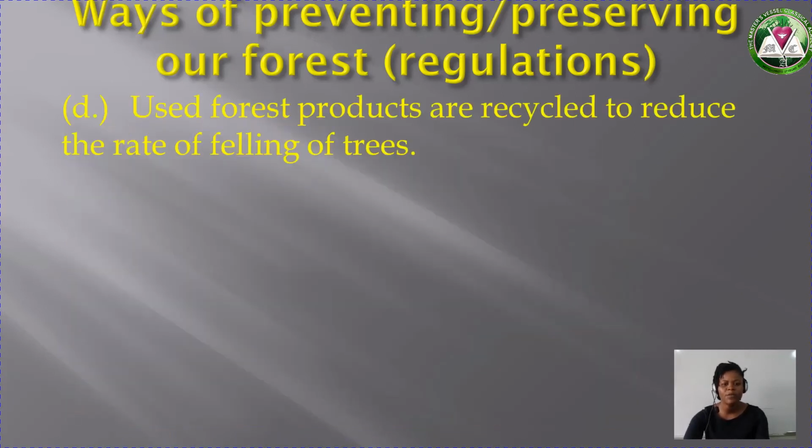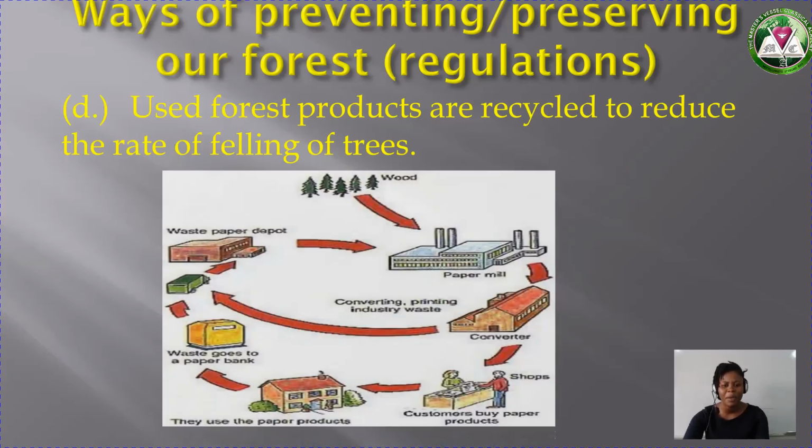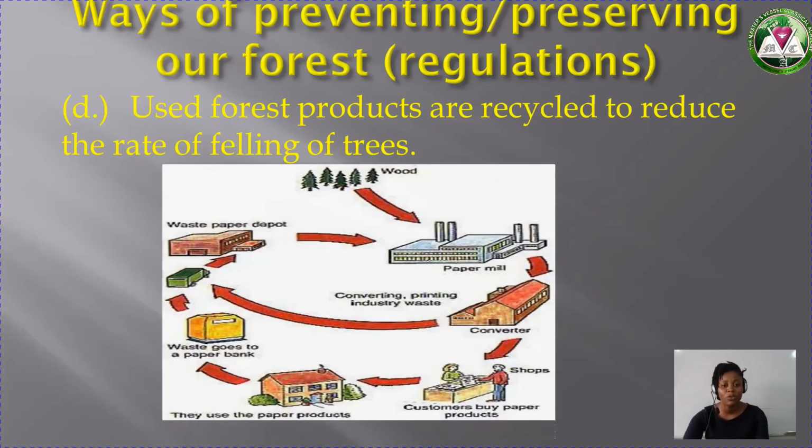Used forest products are recycled to reduce the rate of felling of trees. Instead of cutting these trees, we can actually recycle some of these products. Like paper. I hope you know that we get paper from plants, from wood, from paper pulp. Now, when you look at this diagram here, you can see this wood.